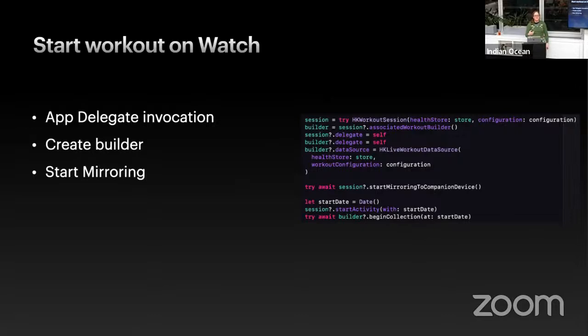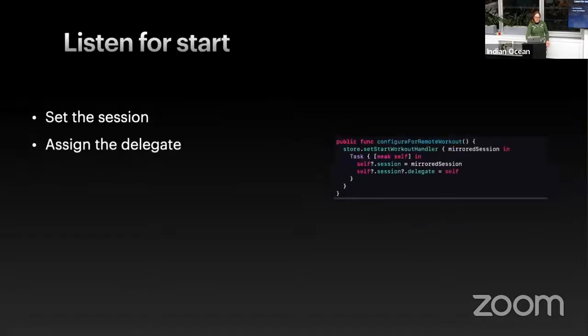Set up the delegates for the session and the builder, and also the data source, in this case being a live workout data source. And then we say to our newly created session, start mirroring to companion device. So that's the watch saying mirror to its companion, being the phone. And then we start the activity and we begin collecting all of our data.